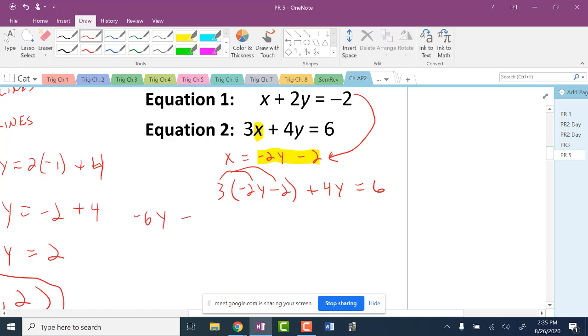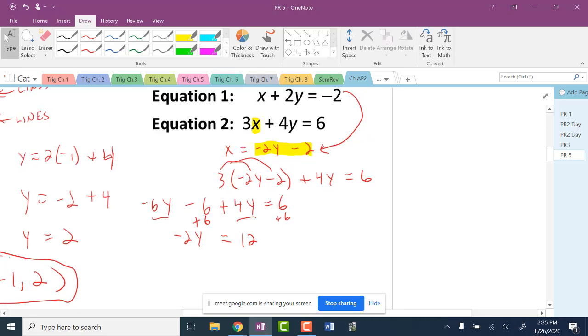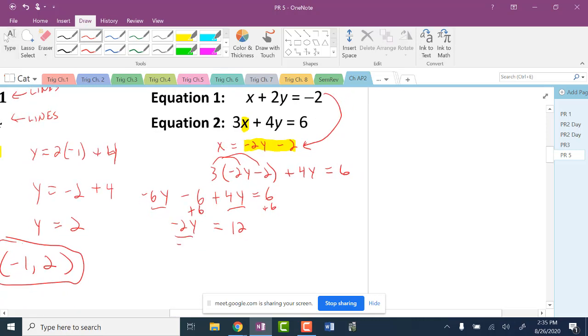Write this over here for space purposes. Negative 6y minus 6, right, plus 4y equals 6. Ooh, this is going to be nice because when I add these together, this is negative 2y. And I'm going to go ahead and add 6 to both sides. Two things at once. Actually, at first I thought this was going to be 0 on the right side. Nope, we're good. Divide by negative 2. I want to make sure I didn't make a mistake there. Nope. Y equals negative 6.